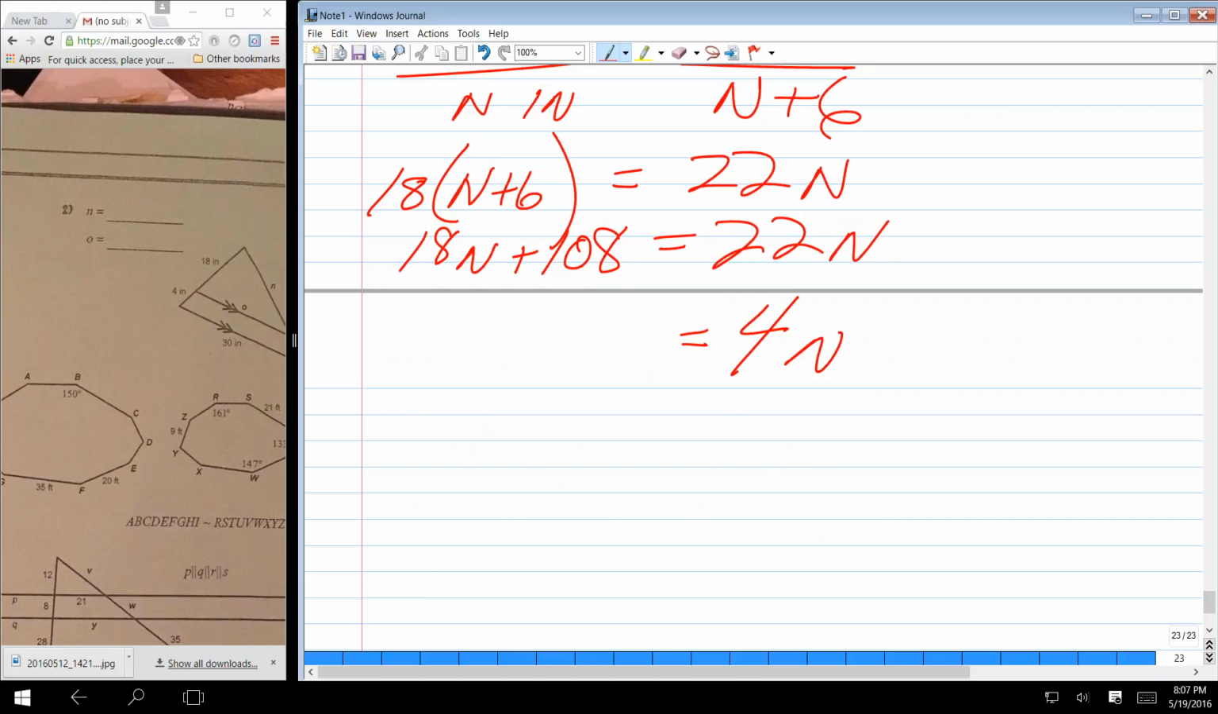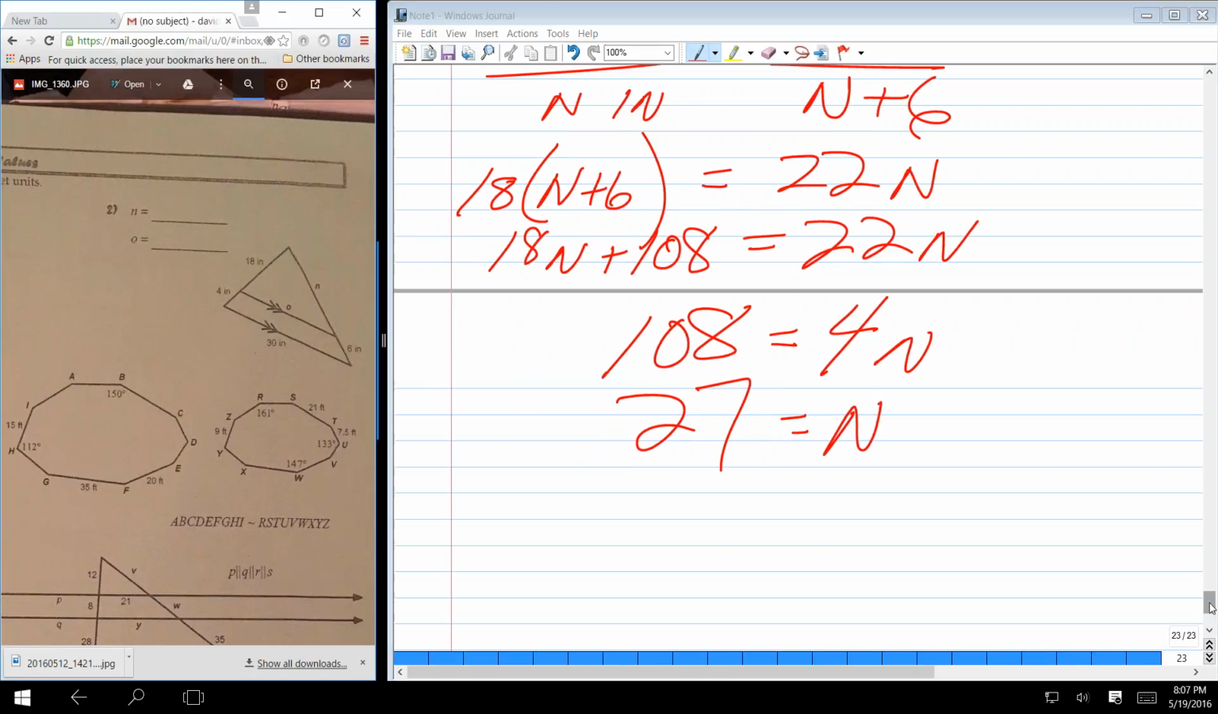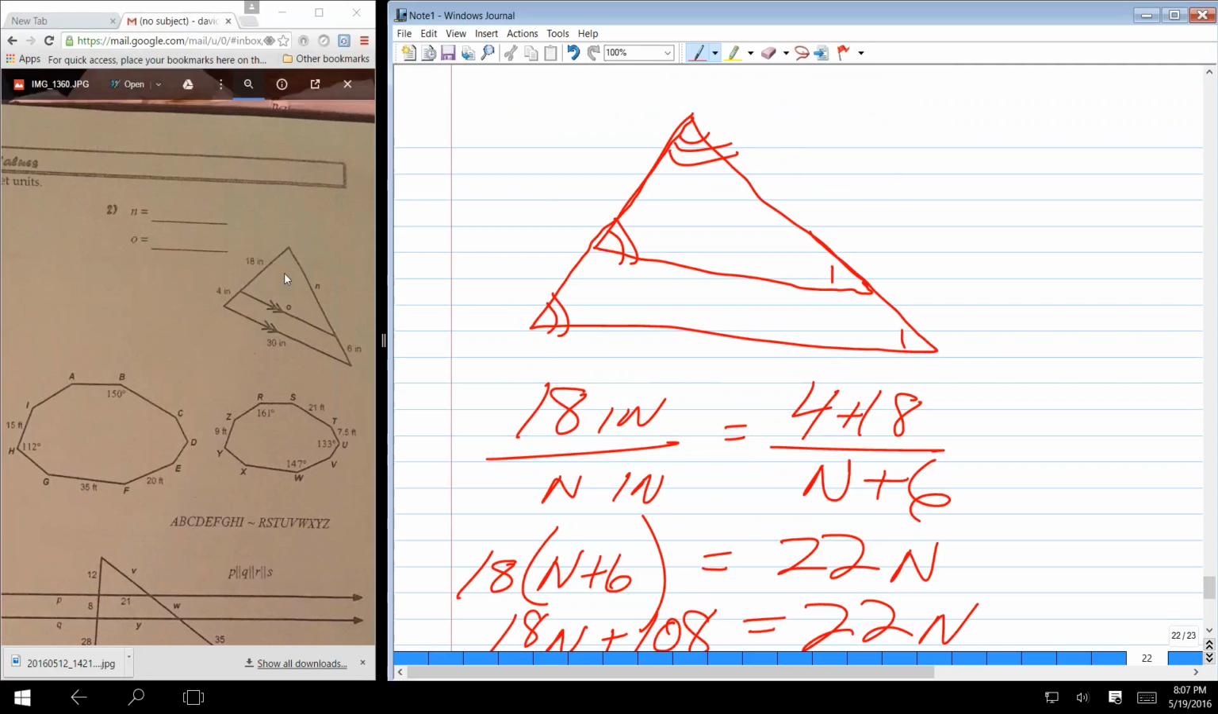4n equals 108. n equals 27. That makes sense. Okay, so now since n is equal to 27, my picture is clear now. In other words, if n is 27, this whole side is 33. O is what we're trying to solve for. This is 30. So I can say a number of things.